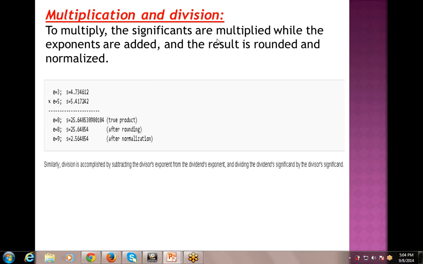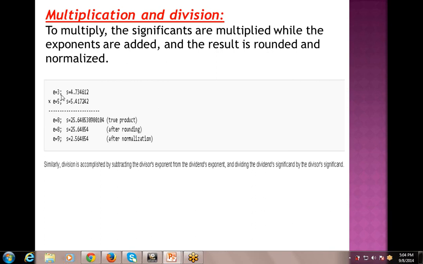To multiply, the significands are multiplied while the exponents are added. This is the most important point. The real numbers are multiplied while the exponents are added with each other, and the result is rounded and normalized. Normalized means if there are 7 bits, then the output is the same 7 bits. If the input is 9 bits, then the output is the same 9 bits. That is known as normalized. And rounding off means if there is a requirement, we can round off the figure by discarding the most significant bit.